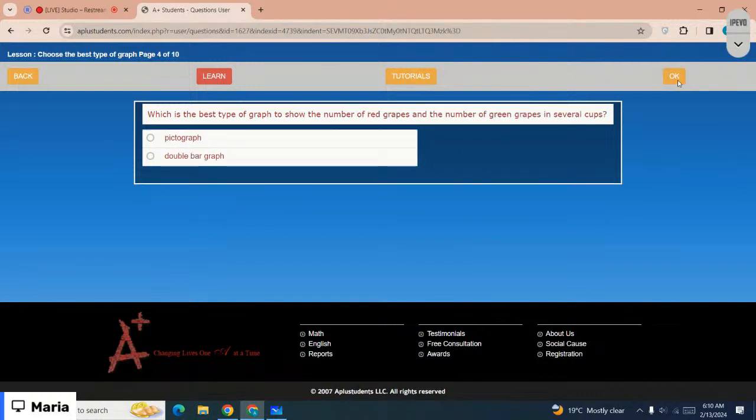Which is the best type of graph to show the number of red grapes and the number of green grapes in several cups? Which is the correct option? Yes, you have to use the double bar graph because in the same cup you have to see the green grapes and red grapes, right? So you can represent them by the double bar graph. The correct option is double bar graph.